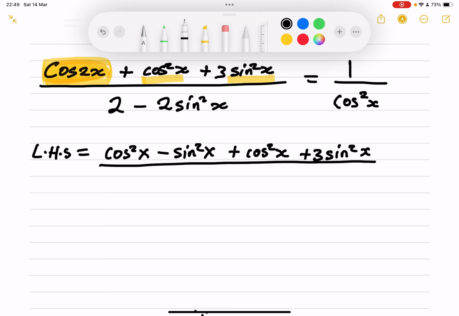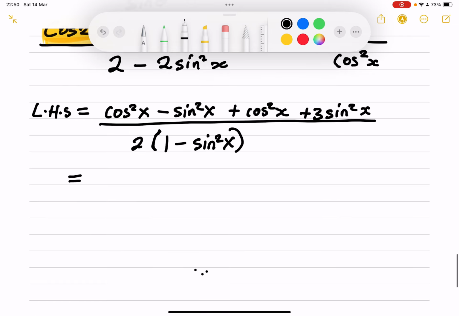All over, at the bottom, if you check, we have a 2 minus 2 sine squared x. I can take out a common factor of 2. So let's factorize that. So we're left with 1 minus sine squared x.